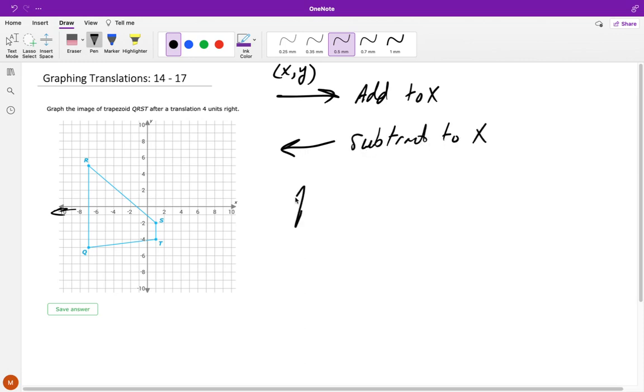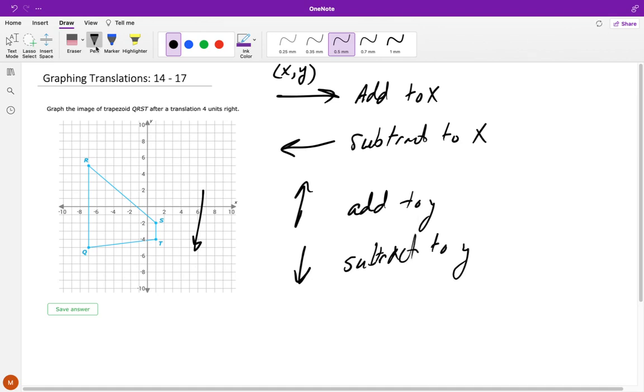from x. If it says move up, well, up only affects y, and up on y means positive, so we will add to y. And when it says down, down once again only affects y, and down on a y-axis means more negative numbers, so we will subtract from y. So here the question says we're sliding after a translation of 4 units to the right.